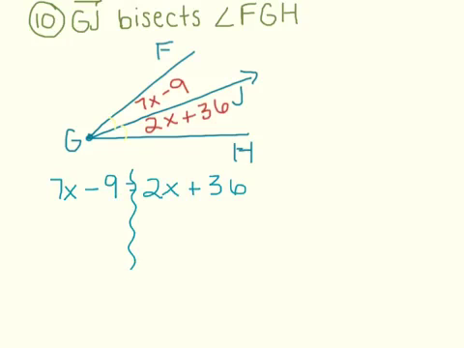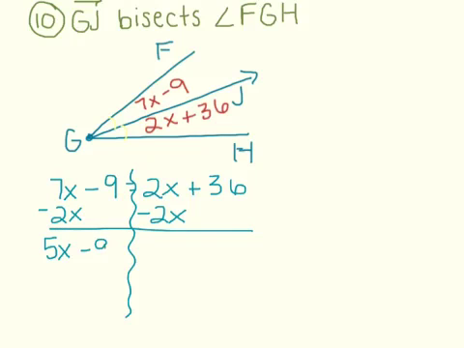Split my line down the middle. And now let's start moving some things around. There are a couple of ways you could go about this. I usually start by moving the smallest variable, so that'd be the 2x. I'm going to subtract 2x and subtract 2x. So I end up with 5x minus 9 equals 36.